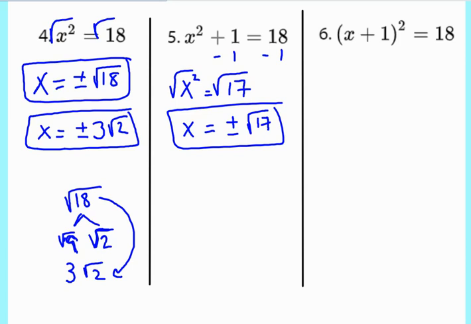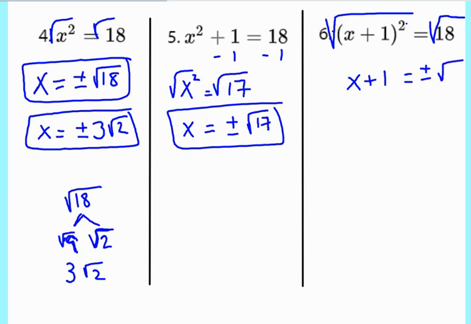Okay, now this one already has the something squared, the quantity squared, all by itself, isolated. So we're going to square root both sides. We're going to cancel out that square. Let's not put the parenthesis. I don't need the parenthesis anymore. x plus 1 equals plus or minus the square root of 18, right? Because there's two ways to get that.